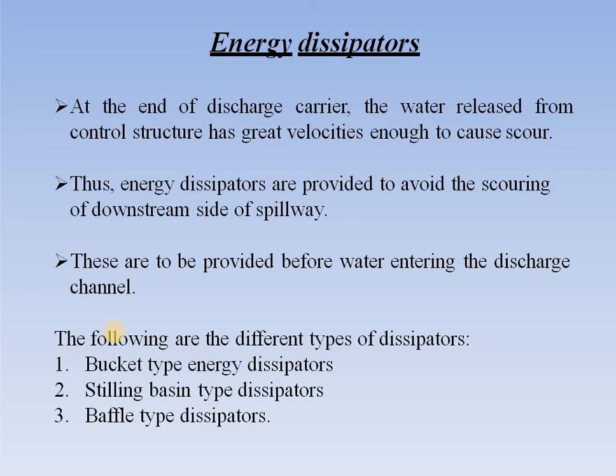उसके बाद है एनर्जी डिसिपेटर्स। सो एट द एंड ऑफ द डिस्चार्ज चैनल, the water released from the control structure has a great velocity to cause a scour. So these energy dissipators are provided to avoid scouring on the downstream side of a spillway. So these are to be provided before the water enters the discharge channel. So there are many types of energy dissipators like the bucket type energy dissipator, stilling basin type dissipator and the baffle type dissipator. Right?